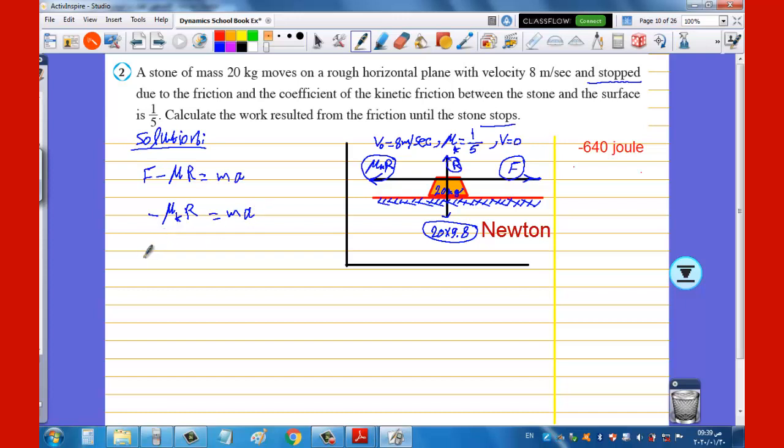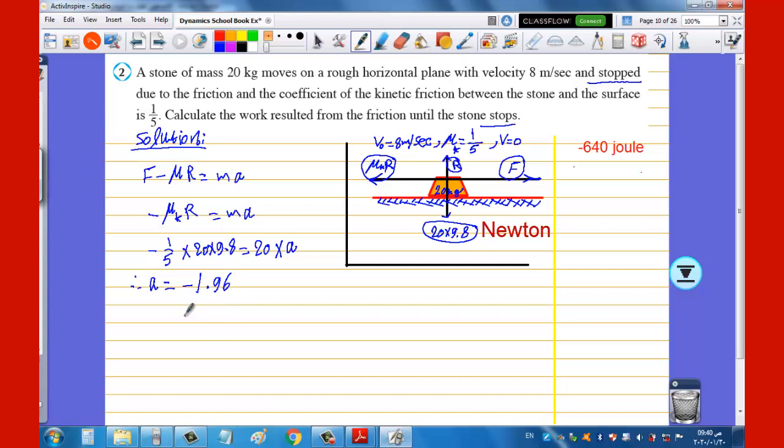Mu equals 1/5 multiply r, which equal 20 multiply 9.8, equals m. It is 20 multiply a. A is the acceleration. Now we calculate a, which equal negative 1.96, and this is the acceleration of the motion.